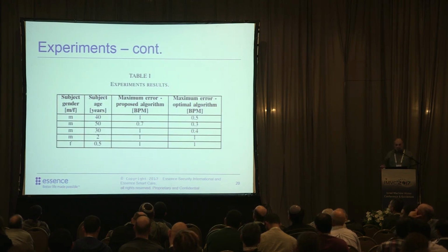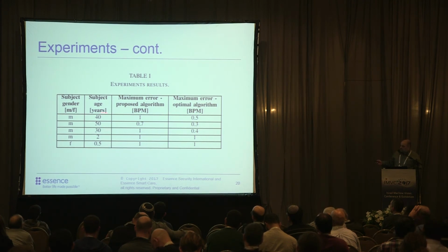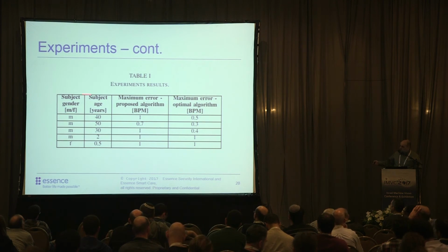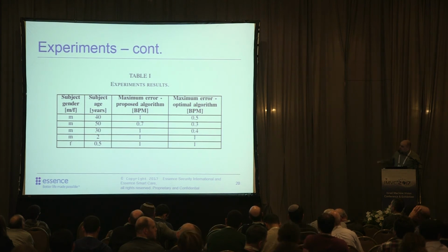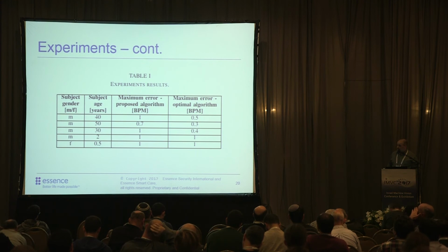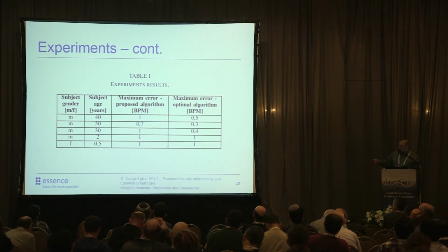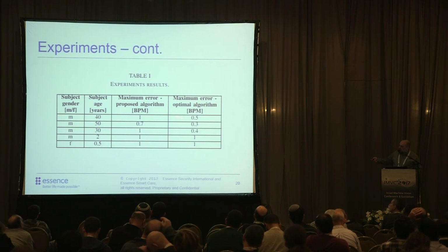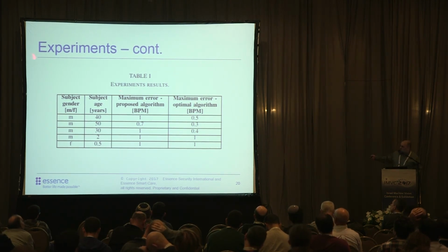So some results, we see here these 5 subjects. It's 2 babies, a half-year-old and a 2-year-old baby, female and male respectively, and 3 adult males. This one is me, and also 2 males, 30 and 50 years old. And we see the errors using our iterative algorithm. And we see the errors that we get using a total maximum likelihood optimal algorithm, which is really based on two minutes of recording a video. So we see here that the maximum deviation between the optimal algorithm is 0.4 BPM, or 0.5 here, sorry.